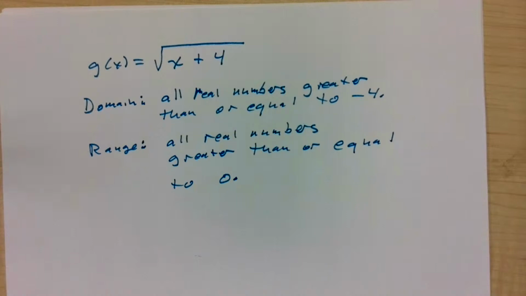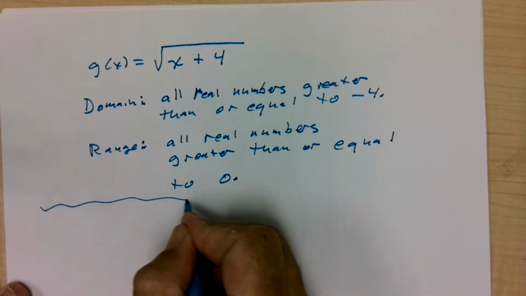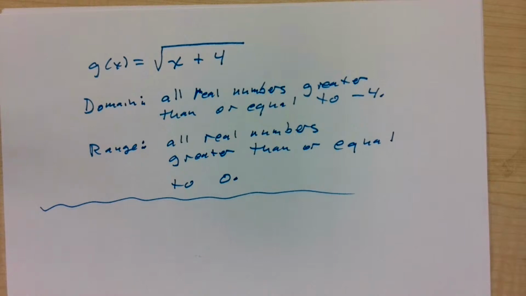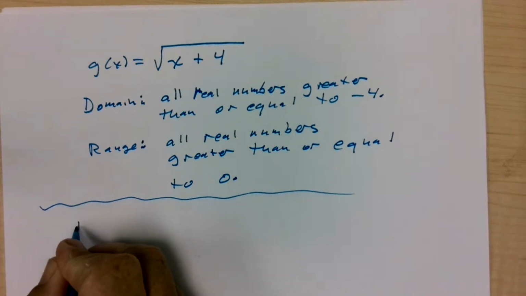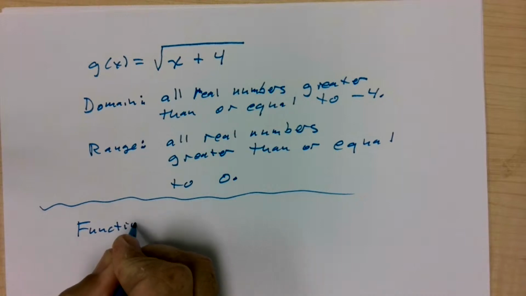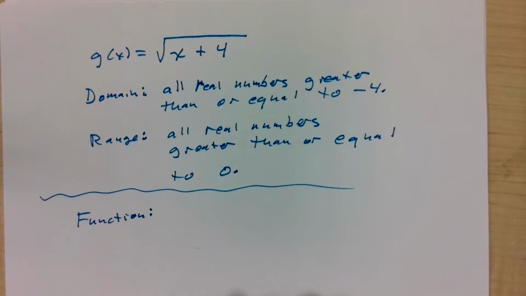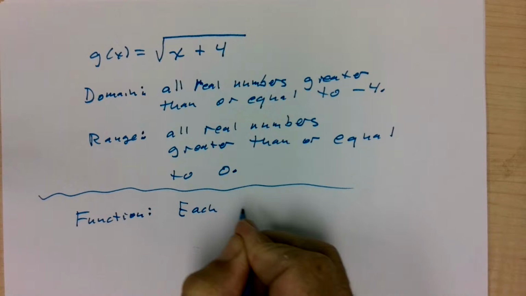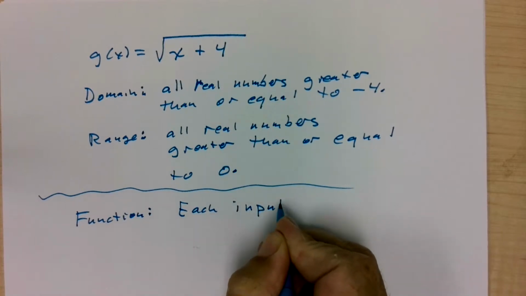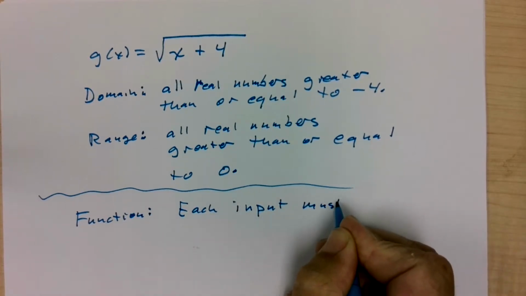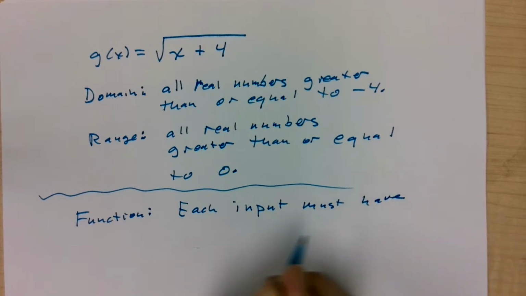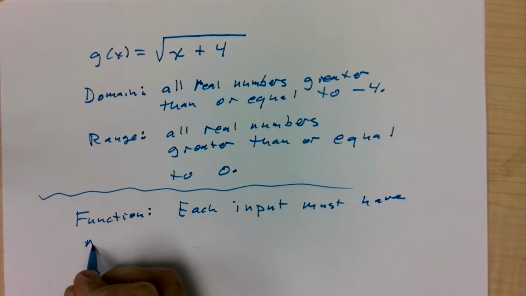That would be our range for that function. Now, there's a way for us to determine whether something is a function. We can look at the graph. Remember, we said for something to be a function, each input must have one and only one output, or no more than one output.